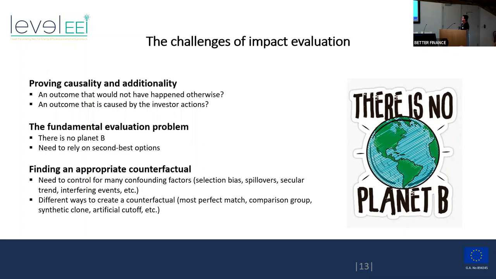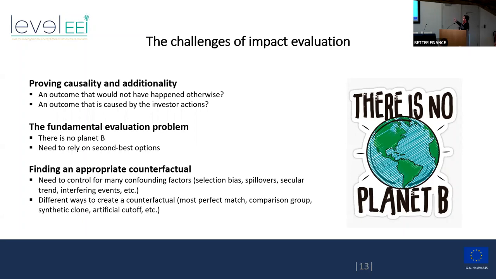And that's where the nice part is. Evaluation experts have thought so much about how to design a counterfactual, even if there is no planet B. And there are many ways to do that, many ways. In the workshop afterwards, I will explain the different ways. But you have to create a counterfactual. So you have to find, let's say, a perfect match, someone that looks very like you. And so you will see, let's say, the path of your own decarbonization versus the path of the decarbonization of that other unit that has not been invested in, let's say, by a fund. Do you see something different happening for the units that have been treated by the fund, that have been invested in by the fund? That's the first way to do it.